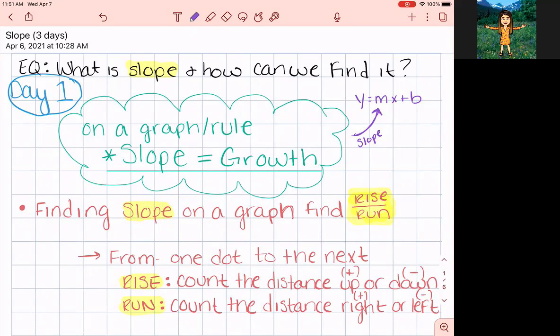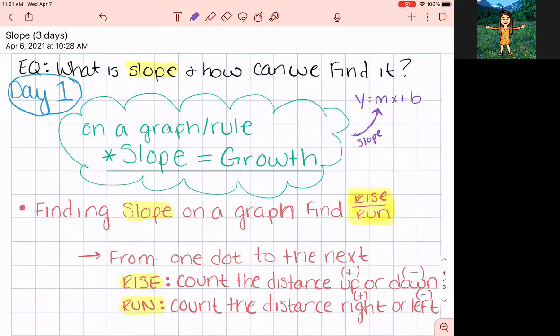Okay, so your first example or your definition here says to find the slope on a graph, we're going to find the rise over the run. So that's something we need to get ingrained in our brain to memorize this idea of rise over run, rise over run.